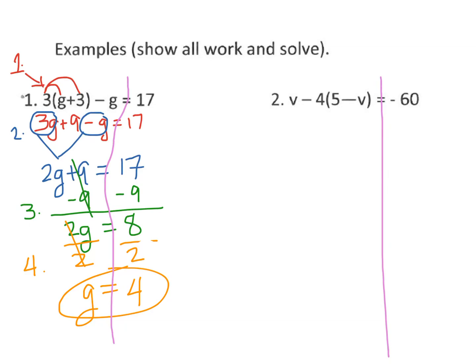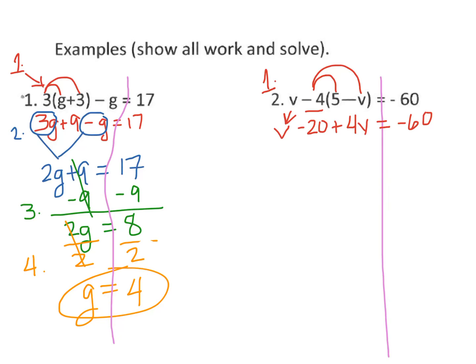starting with step 1. Step 1 is to distribute anything in front of the parenthesis. So I'm going to distribute the -4. -4 times 5 is -20. -4 times -v, so negative and negative is positive 4v. Bring down the equal, -60. Also, don't forget to bring down this v that's in the front of the problem.